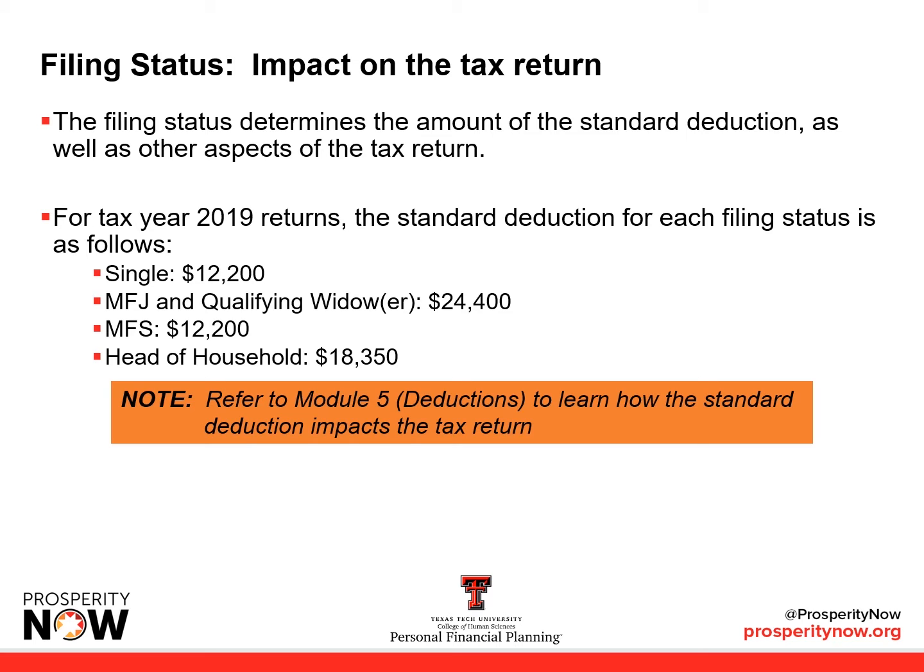For tax year 2019 returns, the standard deduction for each filing status is as follows: single, $12,200; married filing joint and qualifying widow or widower, $24,400; married filing separately, $12,200; head of household, $18,350. Note: refer to Module 5, Deductions, to learn more on how the standard deduction impacts the tax return.